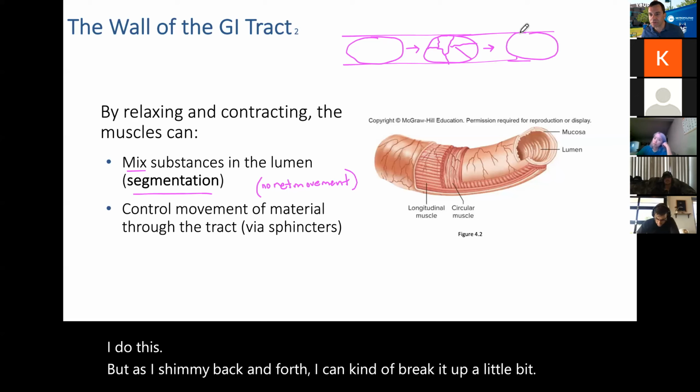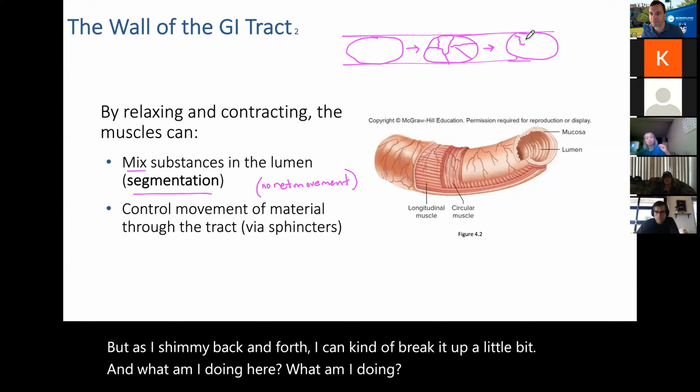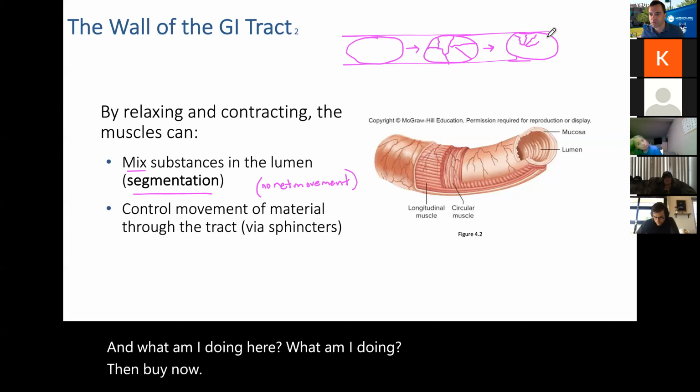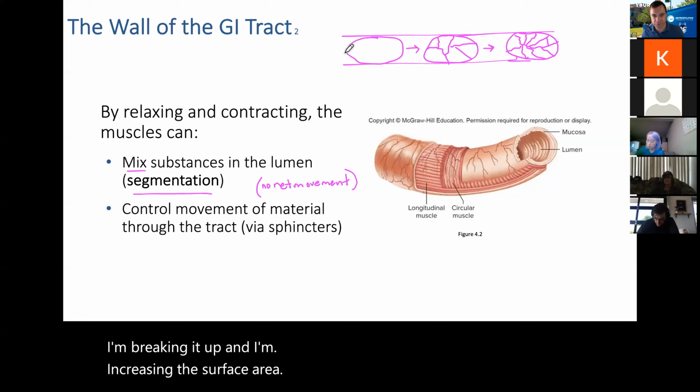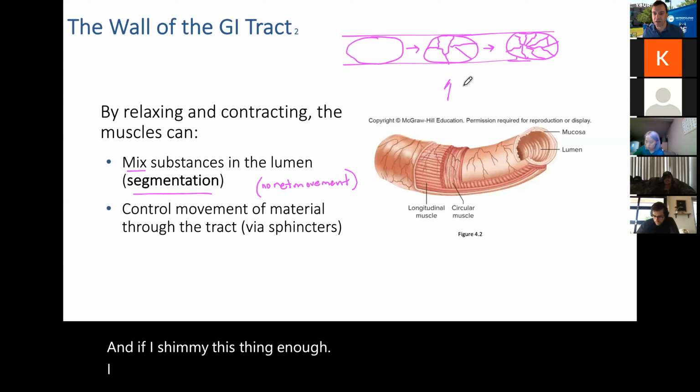And what am I doing here? Does anybody know? I'm breaking this thing up, and I'm increasing the surface area. So here's my surface here. Now here's my surface. And if I shimmy this thing enough, I can increase the surface area a ton. I'm just going to put SA for surface area.